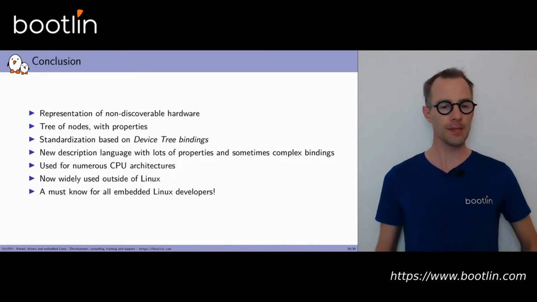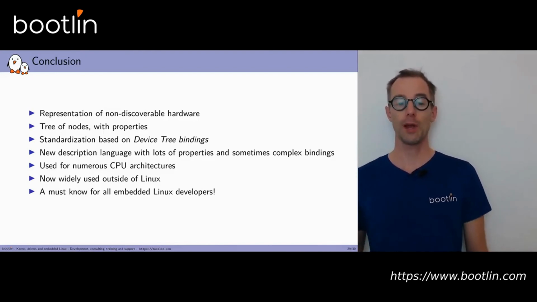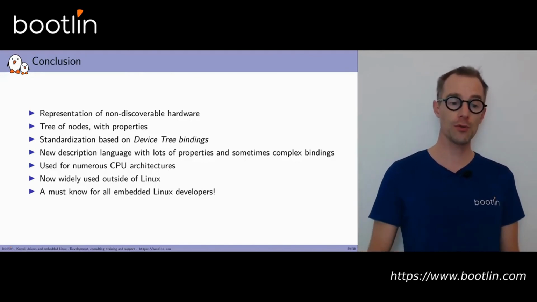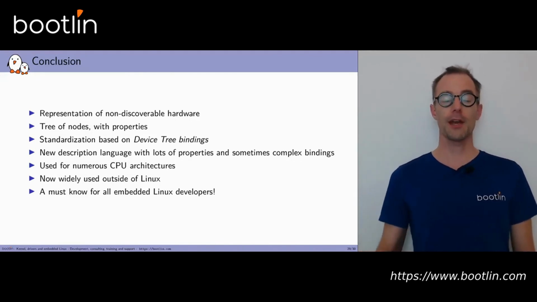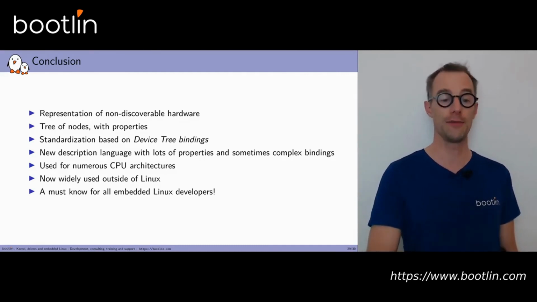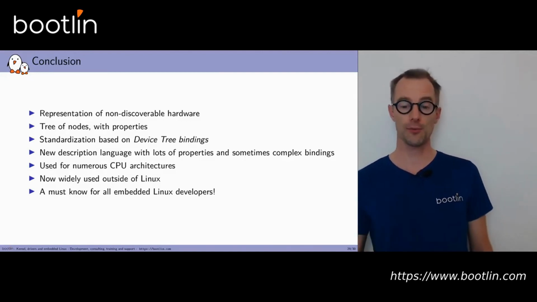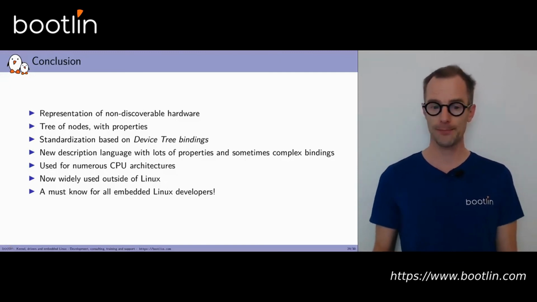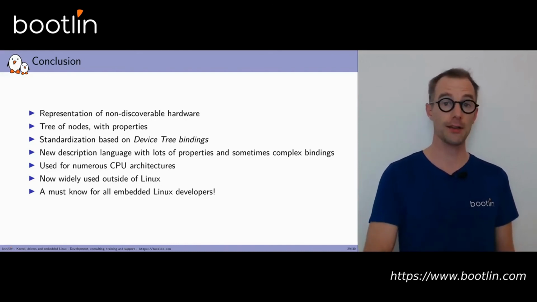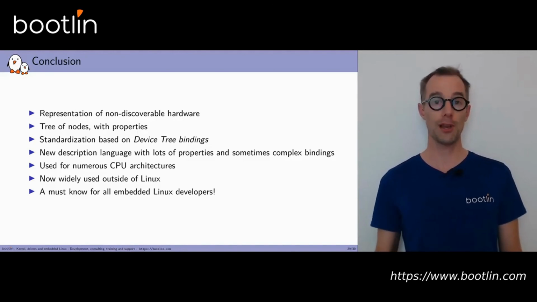So this kind of concludes our visit of the device tree as a way of representing non-discoverable hardware. It is, as we've seen, a tree of nodes with nodes having properties. There is a standardization of how to describe a specific piece of hardware based on the device tree bindings. The device tree is a new description language which has lots of properties, and sometimes the bindings are complex. But it is now used for numerous CPU architectures, widely used in Linux and outside of Linux as well, and it has definitely become a must-know for all embedded Linux developers.